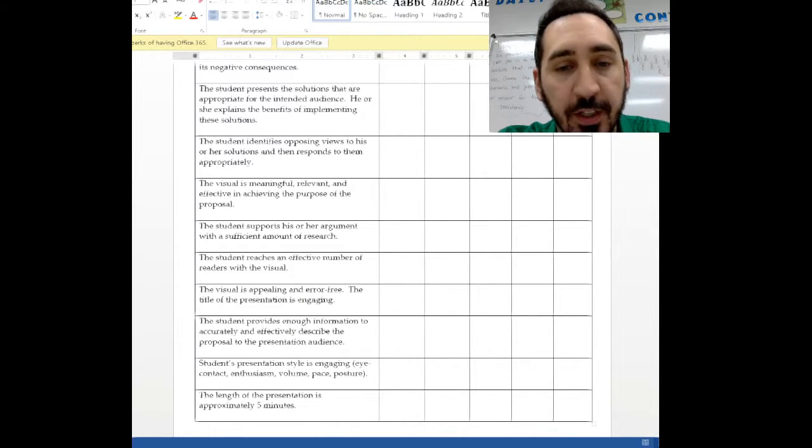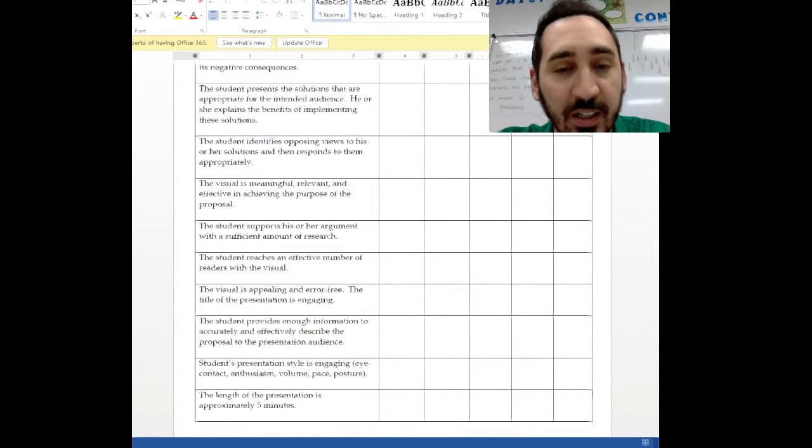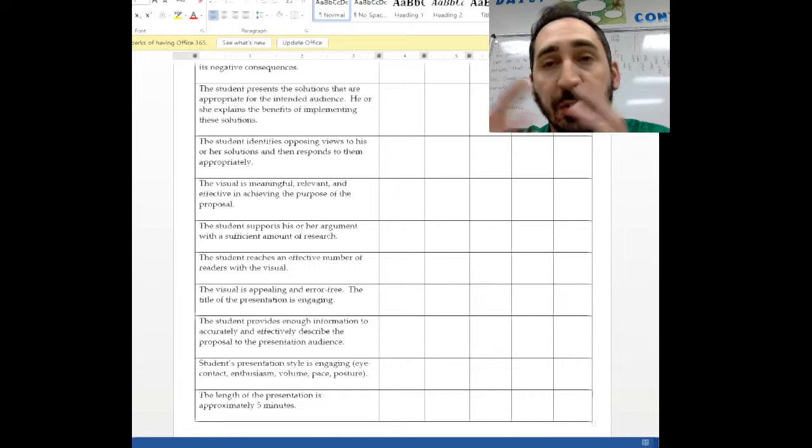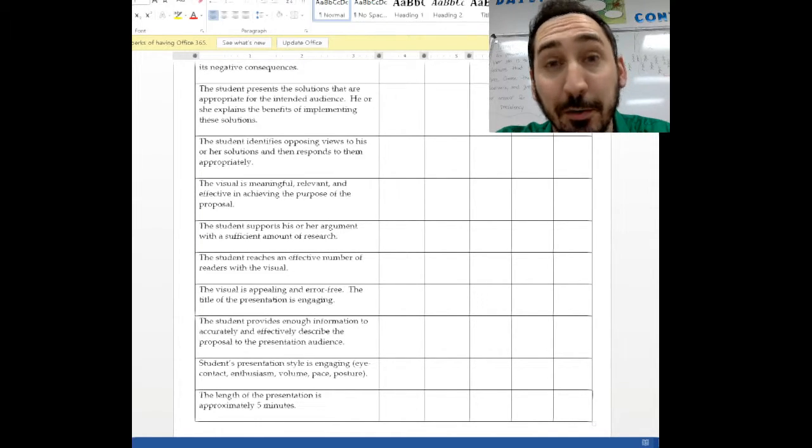The visual is appealing and error-free. Did you have a bunch of spelling errors? Did you have a bunch of pictures that were inappropriate? Is it visually appealing? The title is engaging. If you built a website, you don't just have your name at the top of it, and that's about it. Make sure the title has something to do with your solution. Make sure it's engaging. Make sure it's error-free.